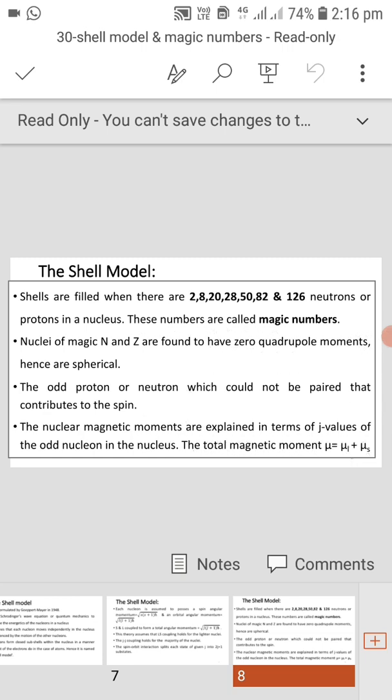The odd proton or neutron which could not be paired contributes to the spin. The nuclear magnetic moments are explained in terms of J values of the odd nucleon in the nucleus, and hence the total magnetic moment, considering the orbital magnetic moment as well as the spin magnetic moment, is equal to mu equals mu L plus mu S.